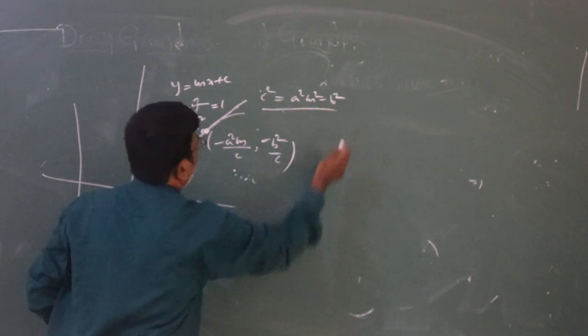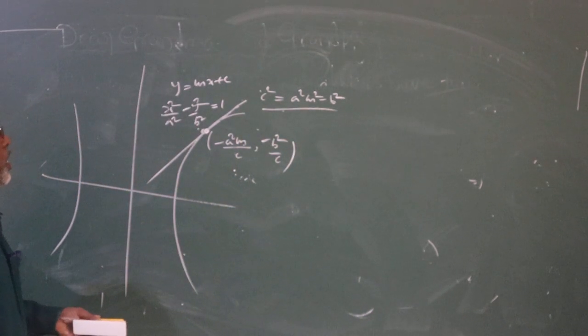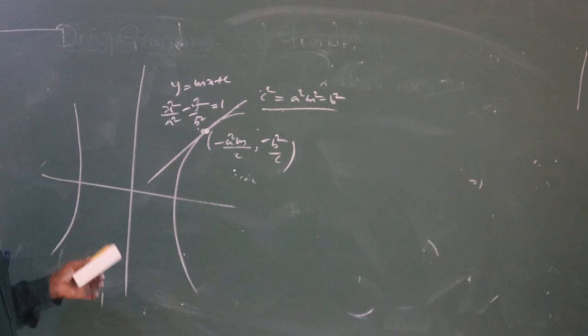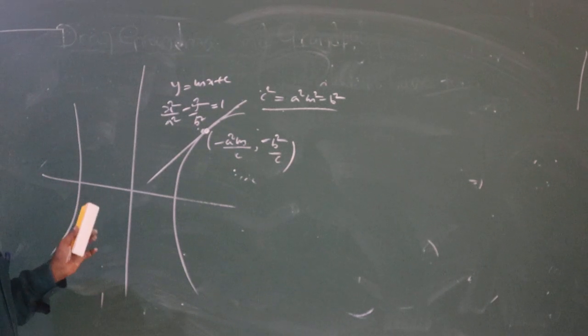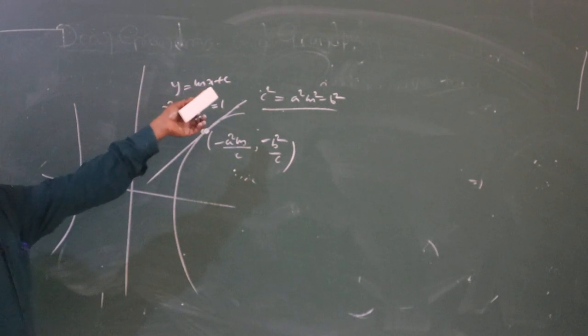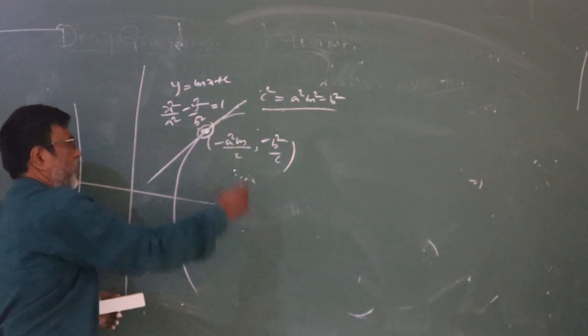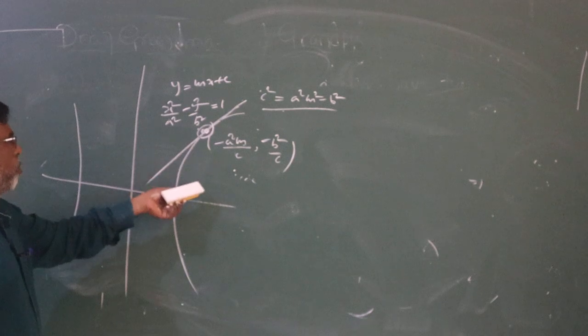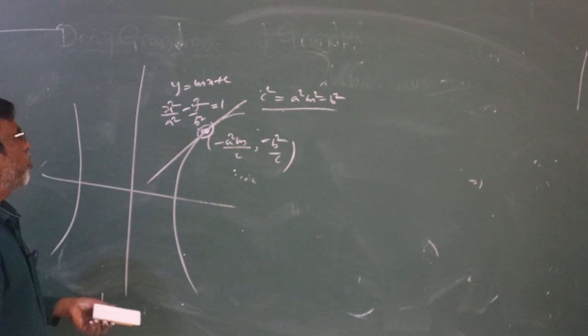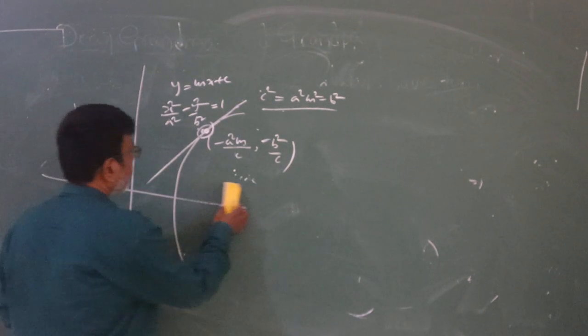So the tangent condition is c square equals a square m square minus b square. This is a very important shortcut. The tangent condition is c square equals a square m square minus b square, and the point of contact is nothing but minus a square m by c, minus b square by c.